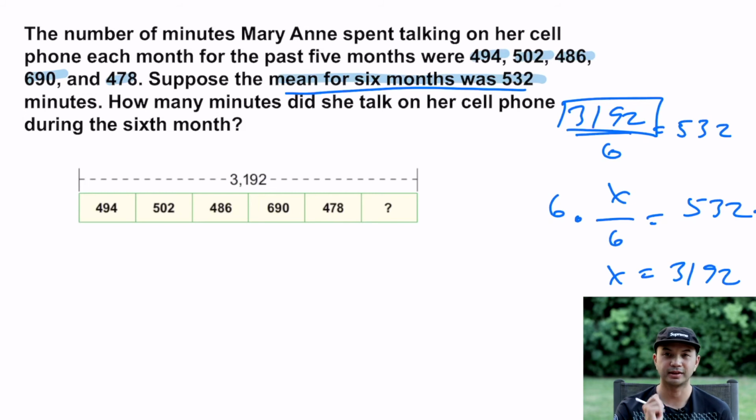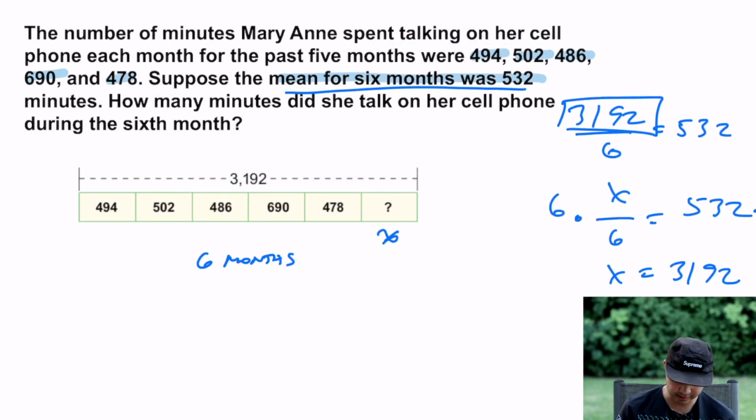Okay, so now how do we use that with a bar model? So this bar model represents all of the 6 months, right? This represents 6 months. So you have 594, 502, etc. You add something, and then here, this is your x. I don't know. But all of these have to add up to 3,192. So what do you think you should do? Well, that's right. You would add all of these up and subtract from 3,192.